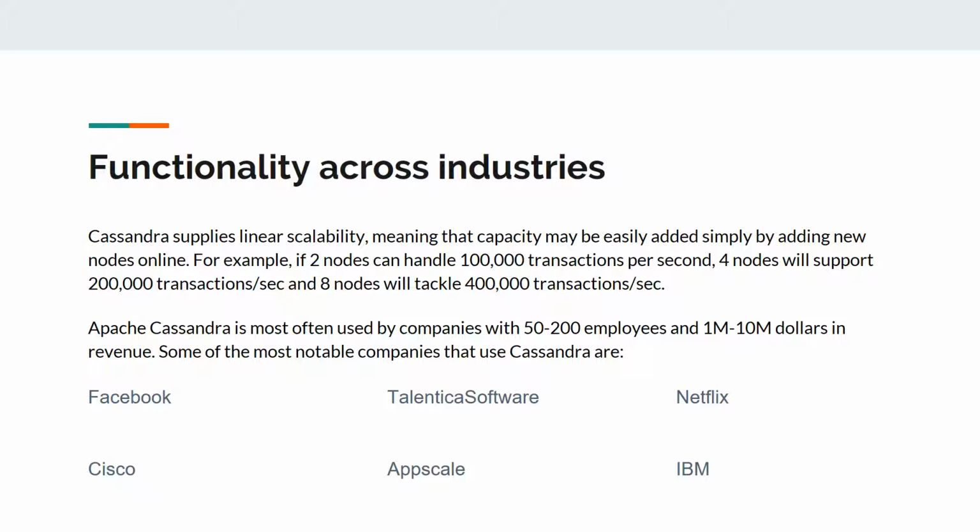Talentica Software uses Cassandra as a backend for analytics applications, with a Cassandra cluster of 30 nodes and inserting around 200 gigabytes of data on a daily basis. AppScale uses Cassandra as a backend for Google App Engine applications.